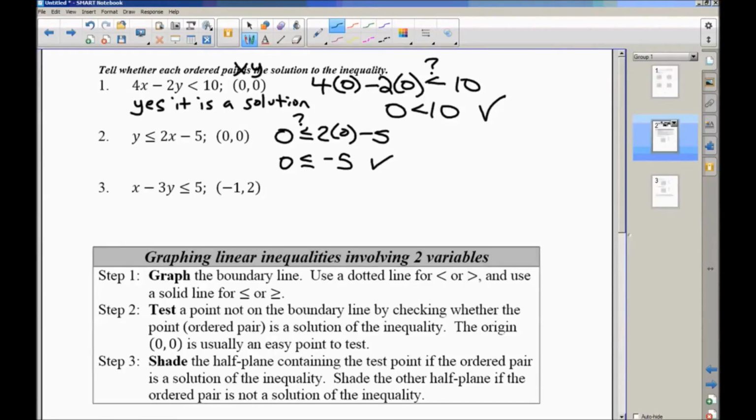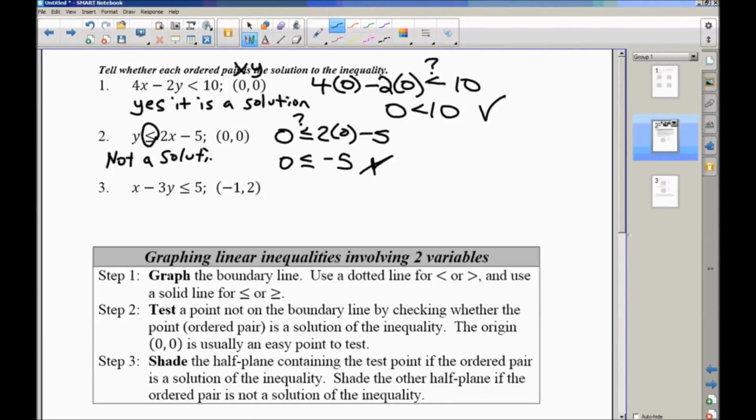Be careful here, there might be a typo on your worksheet, so that might say greater than or equal to, so please change it if it does. And since 0 is less than or equal to negative 5 is a false statement, 0 is not less than or equal to negative 5, then we should put not a solution.